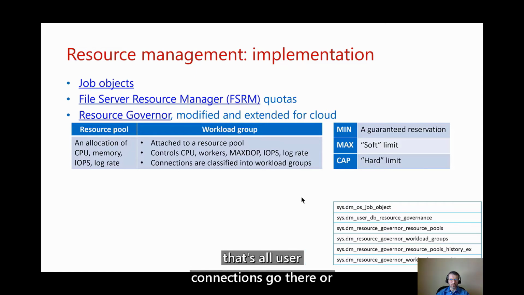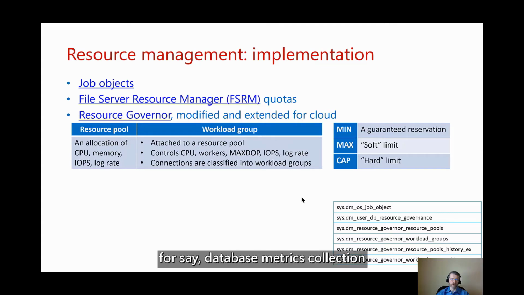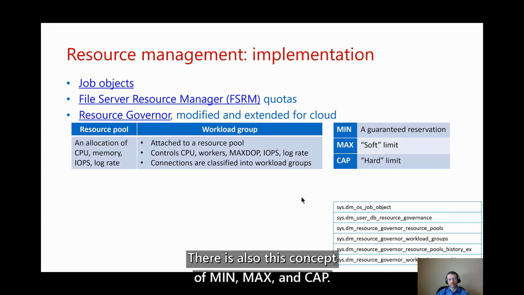That's all user connections go there, or for some kind of a system workload that we run for, say, database metrics collection or backup or any of those things. That will be classified into one of the system workload groups. There is also this concept of min, max, and cap.